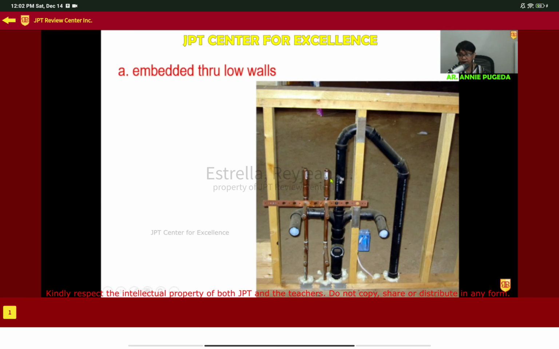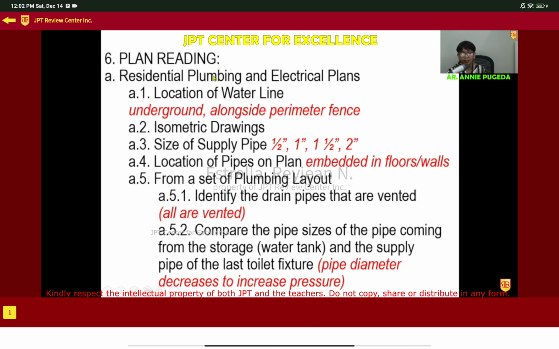So, tingnan nyo to. Ito yung air chamber niya o. Ito yung P-trap. So, kita yung P-trap, may venting. Yung venting niya, tinatawag na loop vent with the ED, aka island vent. It is embedded through low walls. Next. Kung magbabasa na naman tayo ng ganito, nasan daw yung water line? Pag pumasok yan from the main water line, papasok sa inyo, nasa property yan. So, nasa property mo, ibig sabihin, nasa ilalim ng lupa, which is now alongside perimeter fence mo. Hindi pwedeng alongside building line, nandito yung catch basin. So, alongside perimeter fence. Yun na po yun.